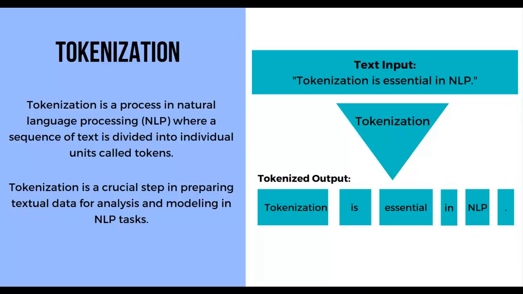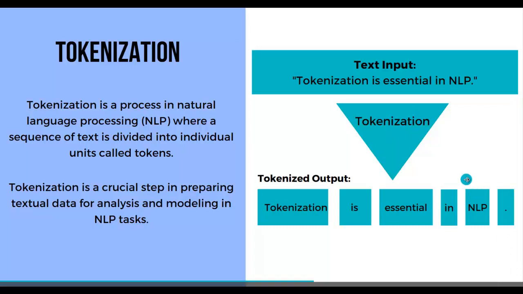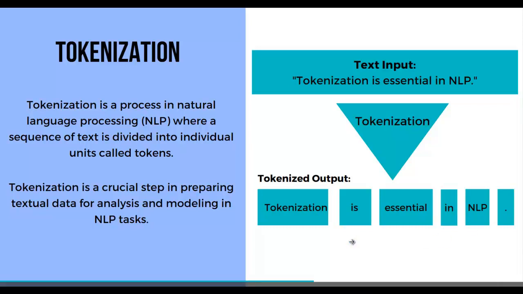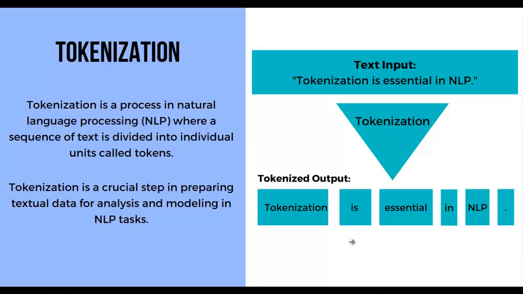As you can see in this example, to our right side, text input. This is our input text. After tokenization, we now have 6 tokens. Tokenization is essential in NLP and data science. So after tokenization, we now have 6 tokens: 1, 2, 3, 4, 5 and 6.